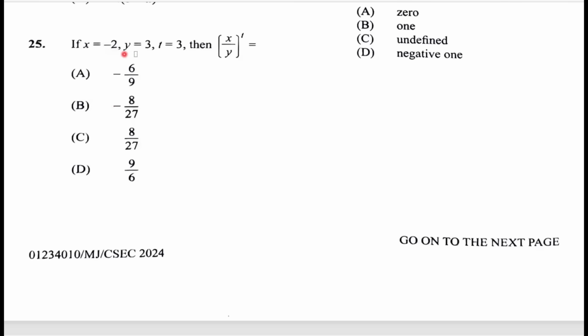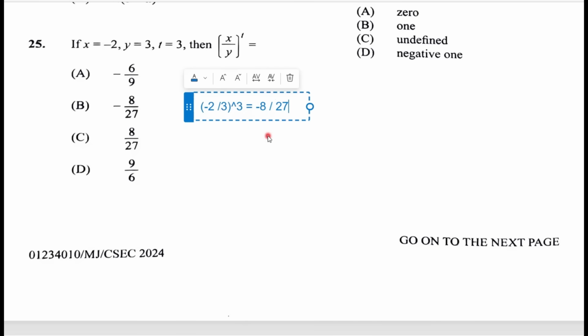25, x equal minus 2, y is 3, t is 3, then what's x on y power t? This will come like minus 2 over 3, that's minus 2 thirds to the power 3. Well, minus 2 to the power 3, 2 twos are 4, 4 twos are 8. So you get minus 8, minus times minus times minus gives you minus 8. 3 to the power 3 will get you 27. So the answer is B as in bat, right?